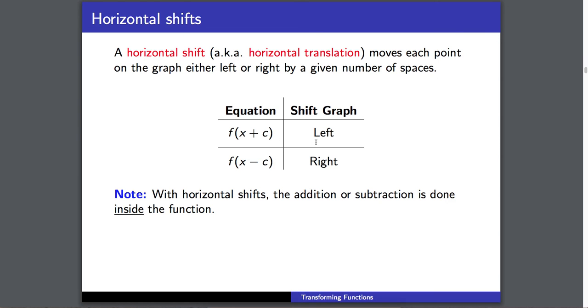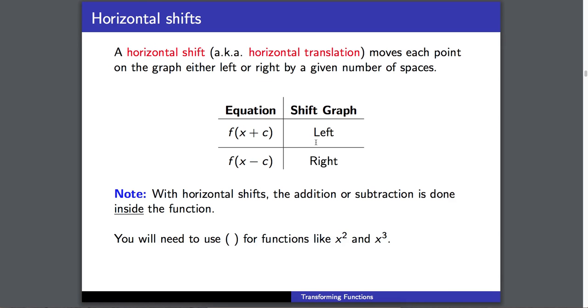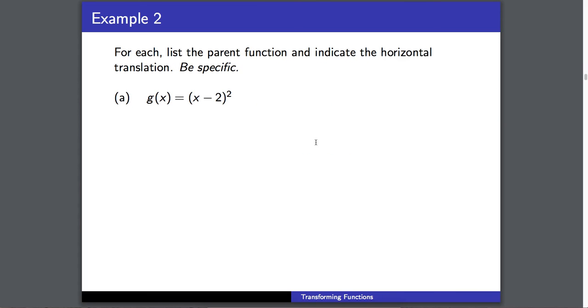So again, with horizontal shifts, your addition and subtraction is done inside the function. So you're going to need to use parentheses for functions that have powers like x squared and x cubed. All right, example 2, for each of the following, list the parent function and indicate the horizontal translation. Be specific. So we have g of x is x minus 2 in parentheses squared. So our parent function is the squaring function, f of x equals x squared.